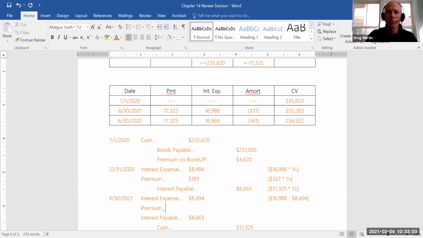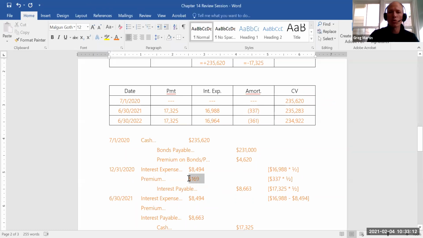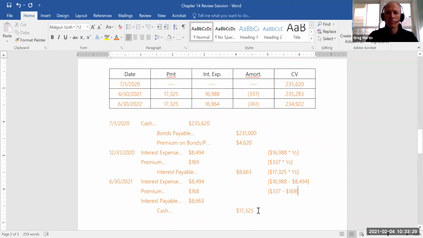Very similarly with the premium, we know that in total, we need to amortize $337 over that 12-month period. We already amortized $169, and so we just have to amortize the remaining $168. So we take the 337 minus 169, and that's where we get the 168. So again, we just have to systematically think through what each of these rows represents, and hopefully that allows you to get to the right answer.